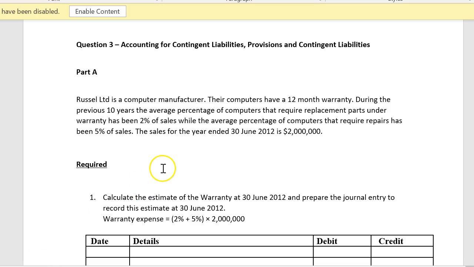All right, guys, so we're on question number 3, which is on accounting for contingent liabilities, provisions, and contingent assets. It's not contingent liabilities. Again, it's contingent assets. Okay, so this question is on warranty expense. Now, guys, how do we estimate warranty?